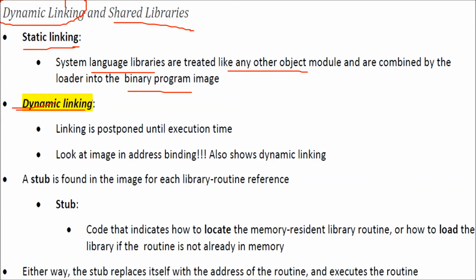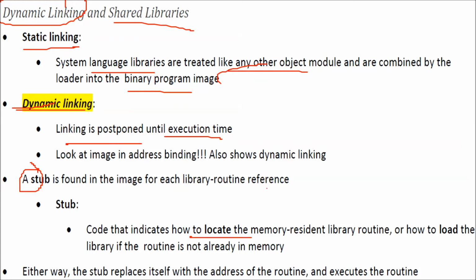But what about dynamic linking? In dynamic linking, the linking is not done as of now. It will be postponed until the execution time. It will be done only at execution time. So you ought to have some stub, means there has to be some address. This stub is nothing but a code that indicates how to locate the memory resident library routine, because eventually we are going to get the routine. So some address has to be there. That address is kept somewhere so that the program knows where things are.